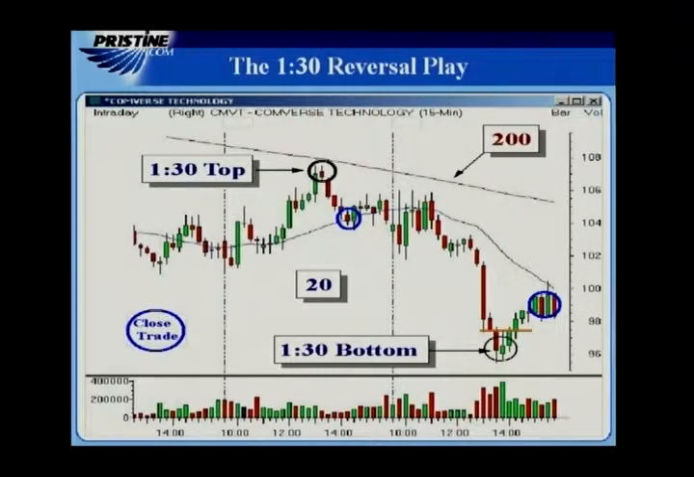15-minute chart. Note that yesterday, this is the most current day. The prior day, note the 15-minute rally right off of the rising 20 into the 1:30 top. And that 1:30 top happened to coincide with the declining 200-period moving average. This stock is doing nothing but going down the instant it trades below the low of the prior 15-minute bar. The next day, 1:30 proves once again to be a turning point.